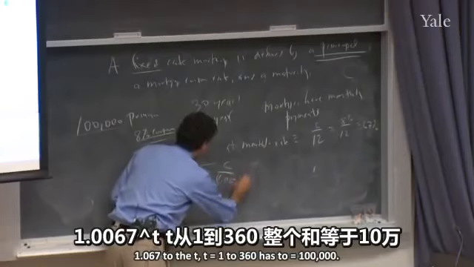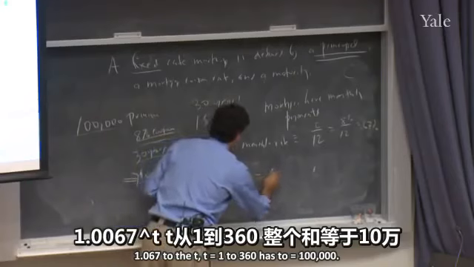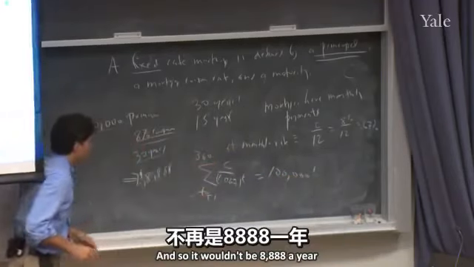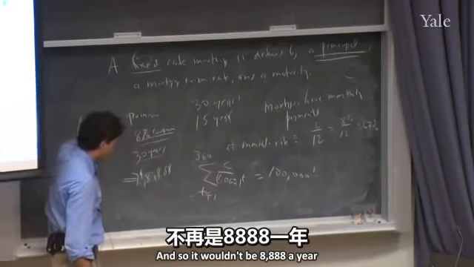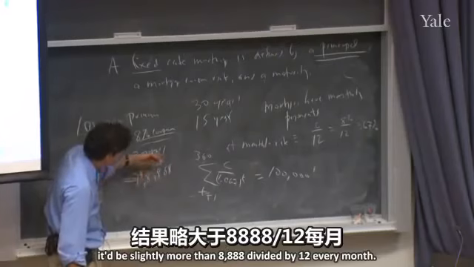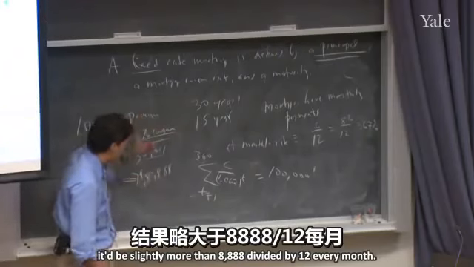1.067 to the t, from t equals 1 to 360, has to equal 100,000. That's how much you'd have to pay every month. And so it wouldn't be 8,888 a year. It'd be slightly more than 8,888 divided by 12 every month.